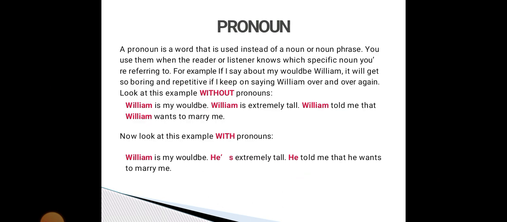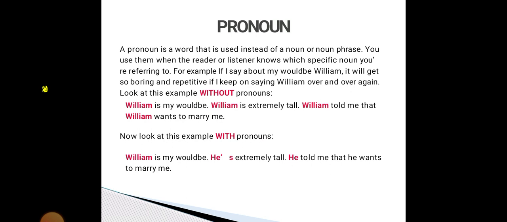Next we can see about pronoun. The second one is pronoun. What is a pronoun? A pronoun is a word that is used instead of a noun. A pronoun is nothing but a word you can use instead of a noun, a substitution for a noun. While using a pronoun, the reader or listener knows which specific noun you are referring to.